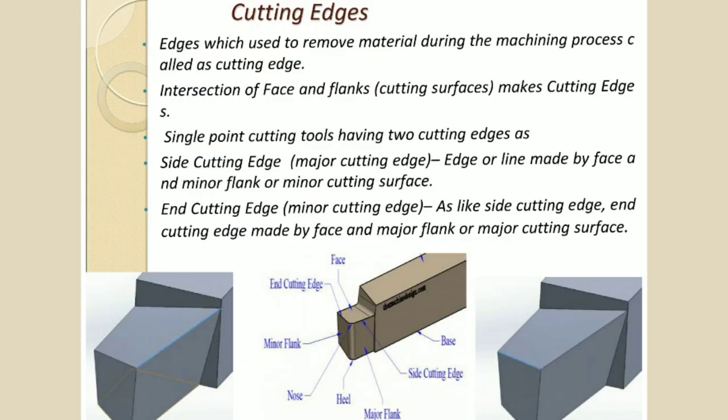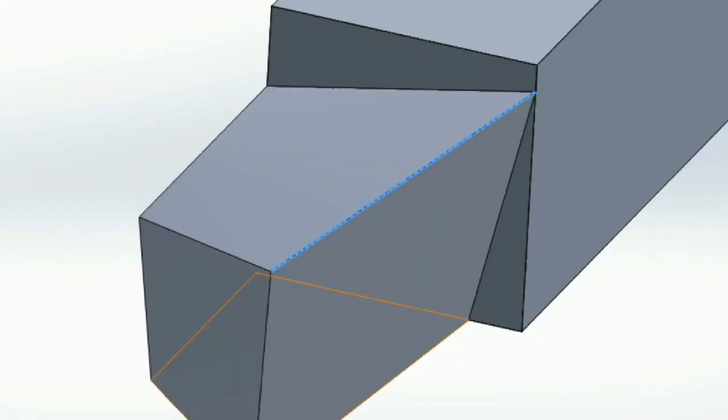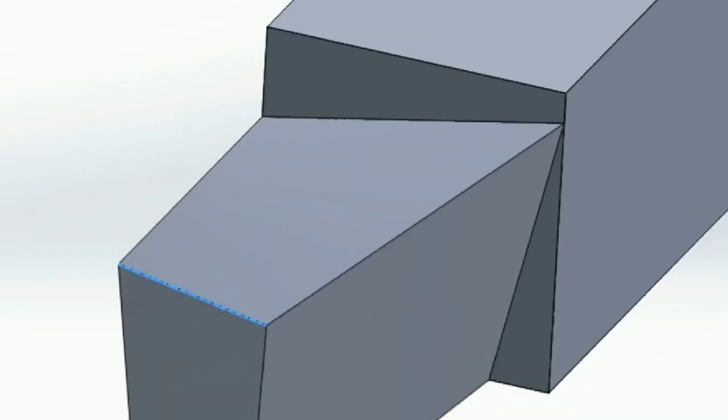The edges which are used to remove the material from the job during the machining process are called cutting edges. It is the edge created by the intersection of face and flanks. In a single point cutting tool there are two types of cutting edges. One is the side cutting edge, also called the major cutting edge. The second is the end cutting edge, also called the minor cutting edge.